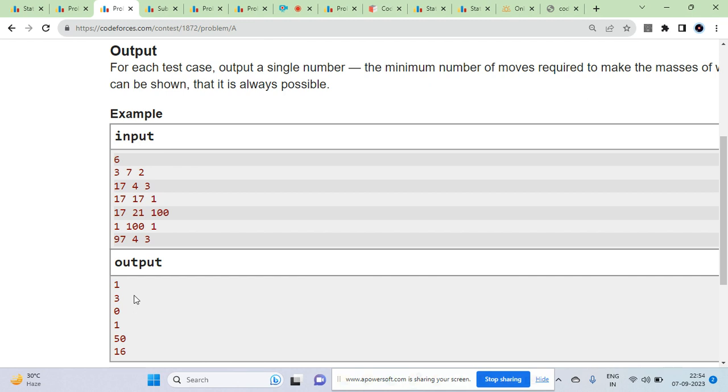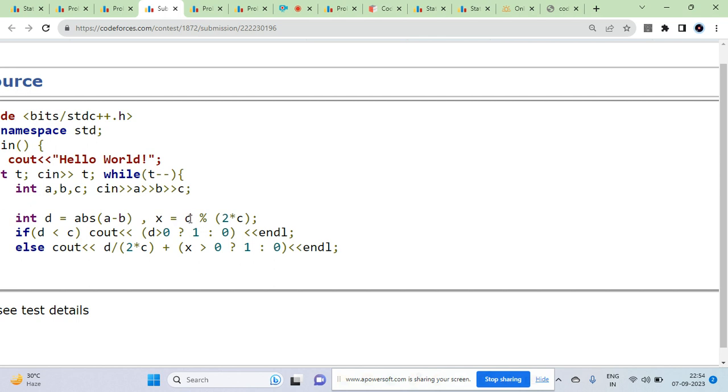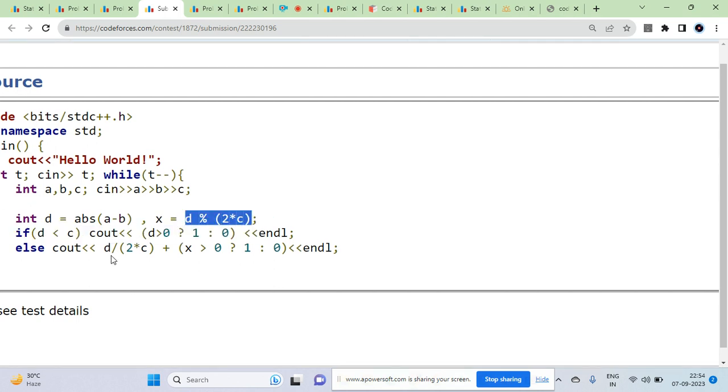So you have to divide the difference by 2c and also take the modulo of 2c. Dividing by 2c gives me 2, and the modulo was something nonzero, so the answer is plus 1. That's what you need to do: d divided by 2c, and plus x.